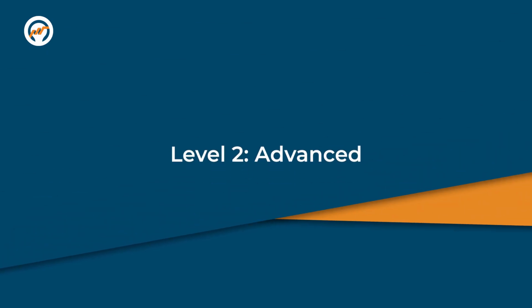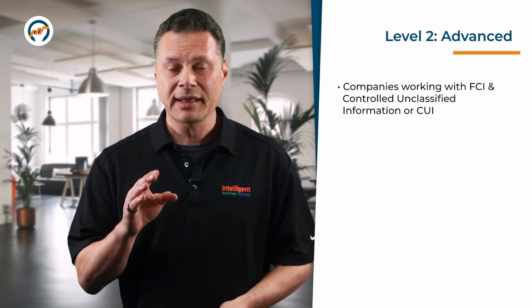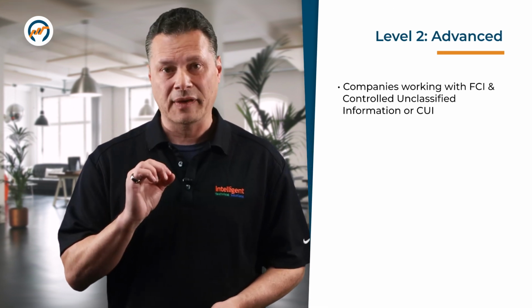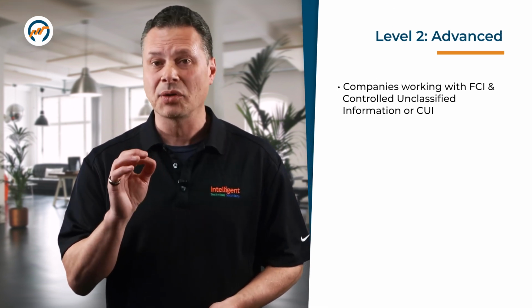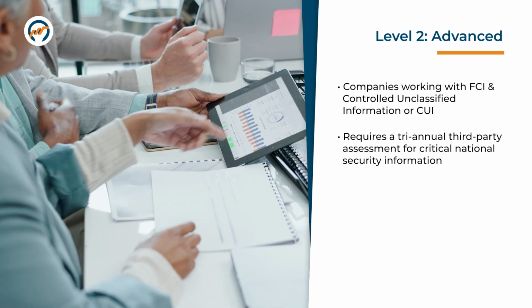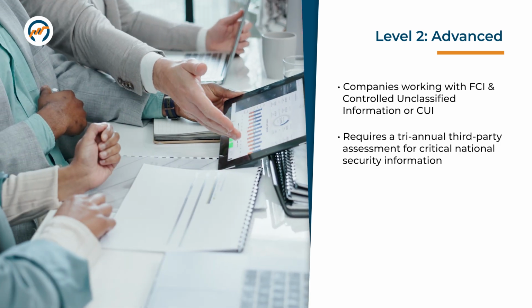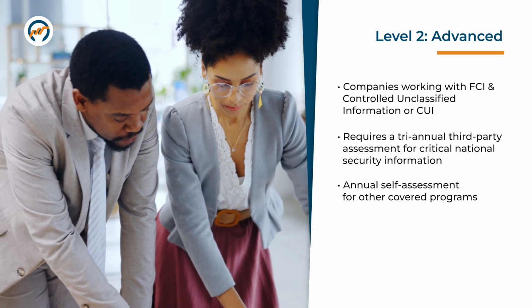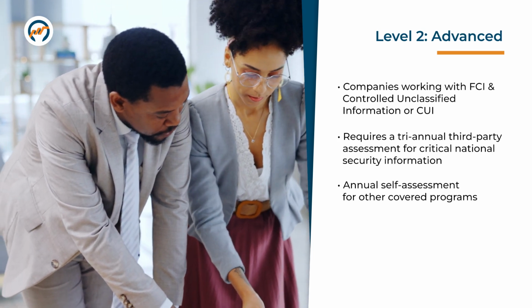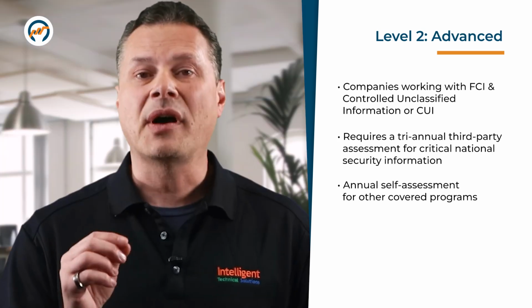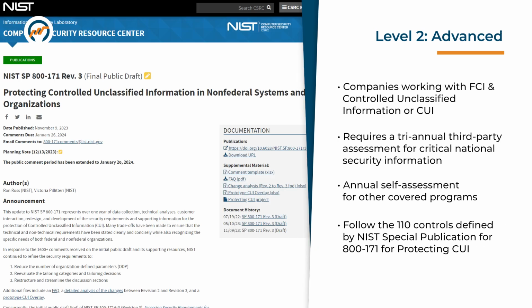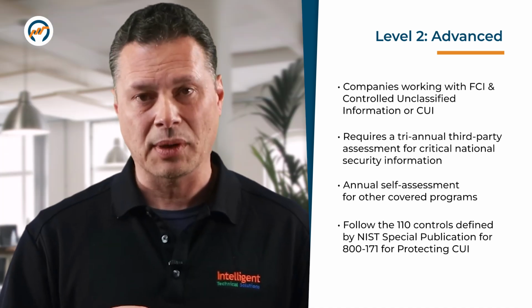Level 2, advanced. The second level is for companies working with FCI and controlled unclassified information, also known as CUI. It requires a tri-annual third-party assessment for critical national security information and an annual self-assessment for other covered programs. Companies handling CUI must follow the 110 controls as defined by NIST Special Publication 800-171 for protecting CUI.